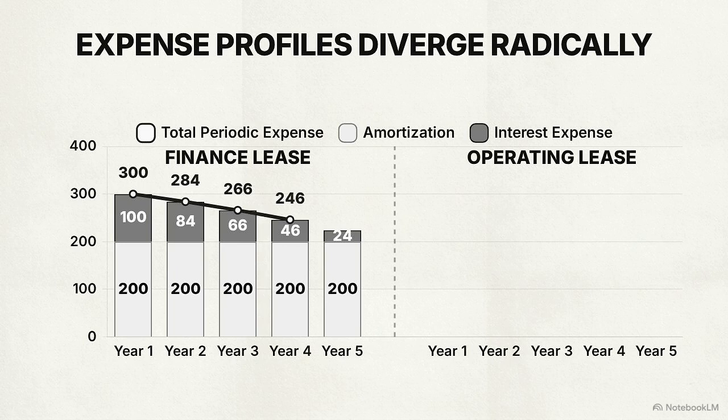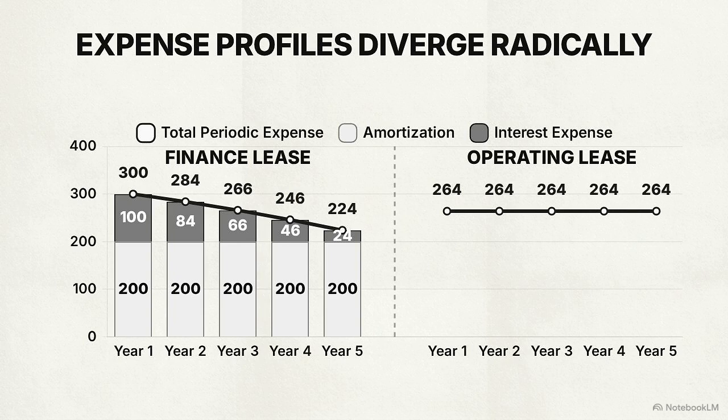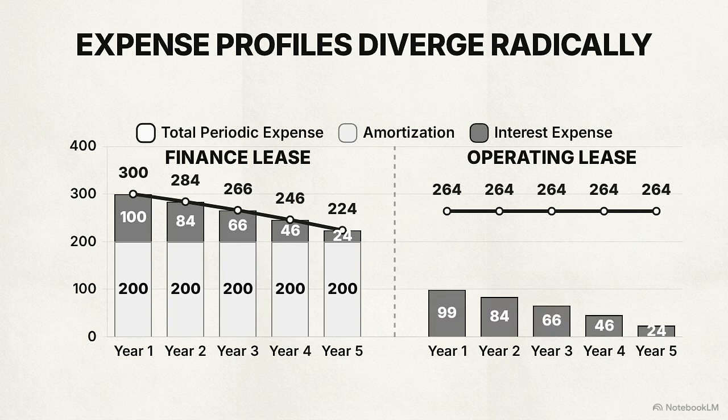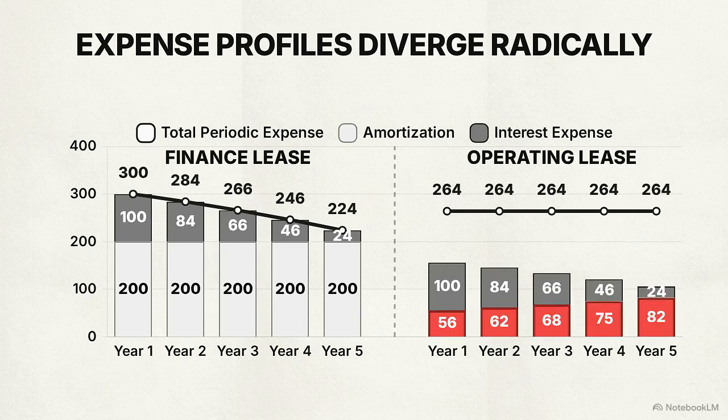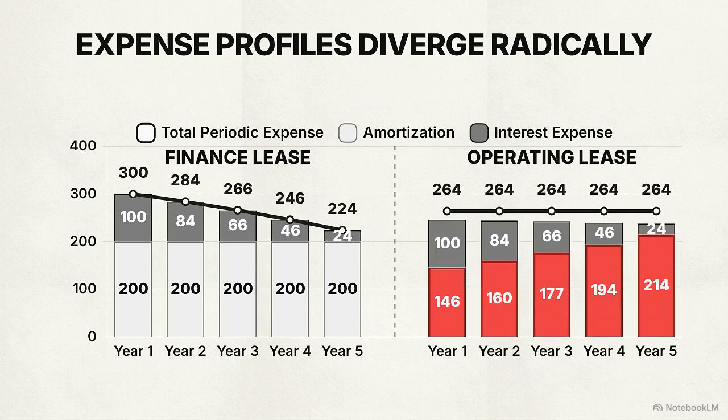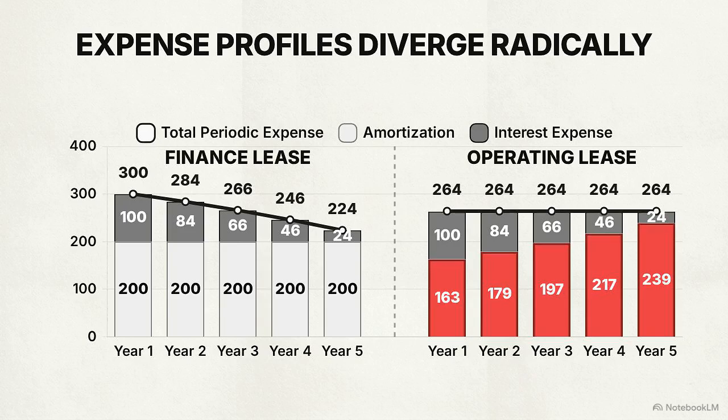Shifting focus to the operating lease on the right, the rules change entirely. Accounting standards mandate a single, mathematically smoothed periodic lease expense. This single expense is calculated by taking the total undiscounted lease payments and dividing them strictly by the lease term in years. But the liability still accrues interest via the effective interest method. To keep the total periodic expense perfectly flat, the amortization of the asset acts as a mathematical plug. It artificially fluctuates, increasing each period by the exact amount the interest expense decreases.